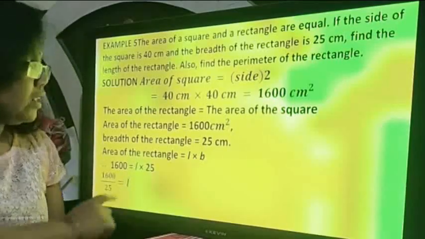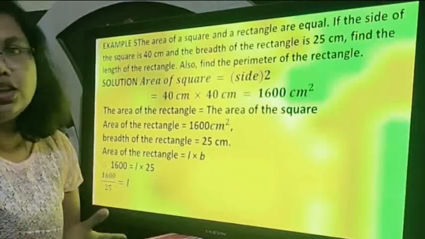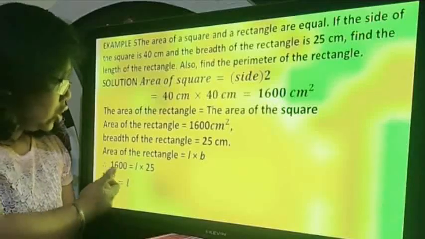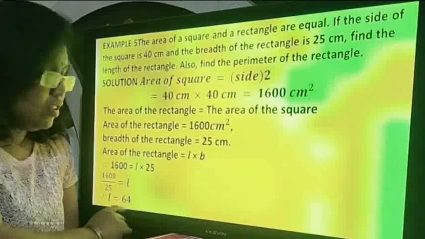So next step would be 25 goes to the other side. When it moves from RHS to LHS, what happens is whatever is multiplied becomes divided, division. So it is 1600 divided by 25, you get L, and L here is going to be 64.